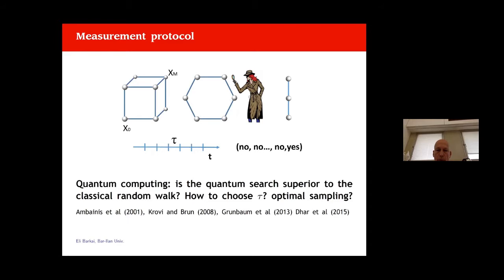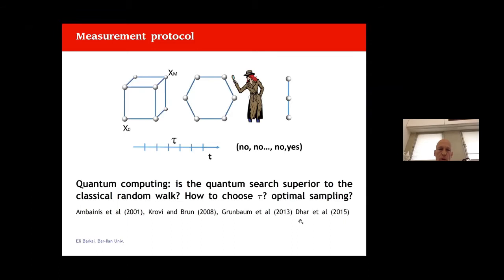Tau is the time between measurements. Of course, if tau is too small, this is not good because then you'll have the Zeno effect, which will freeze the dynamics and then the detection will be unlikely. There is therefore some optimal sampling, and this was introduced by several groups. I list a few. And you'll hear a second talk by Abhishek Dar later on in this conference.